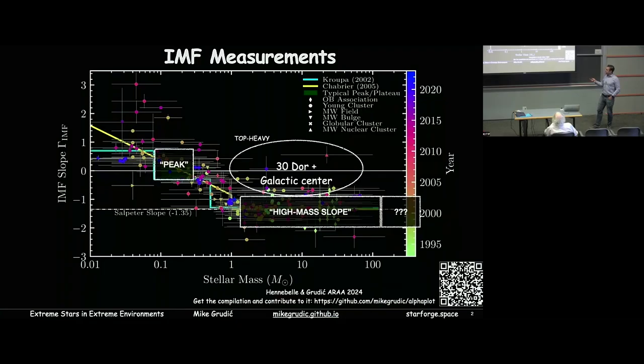I'd also like to point out that there are points on this diagram that are confidently top-heavy compared to the Salpeter IMF. And these are found in the most extreme regions of the local group, so 30 Doradus and the galactic center, where densities are very high. And by the end of the talk, you'll hopefully agree that maybe this is not a coincidence.